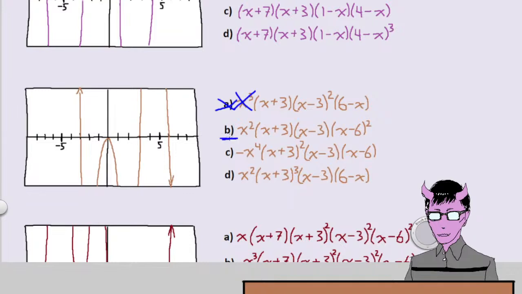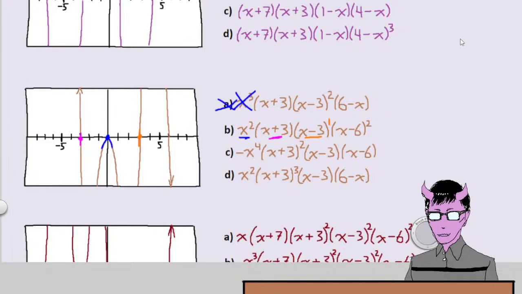Moving on to B, of course. This is the one that is corrected, because now we have an even multiplicity, so we have the parabolic motif like this or like this. So this is consistent. And then we have a 0 at negative 3. It's odd multiplicity, so this pierce through is correct. We have an odd multiplicity at positive 3, 0. So that pierce through is correct.